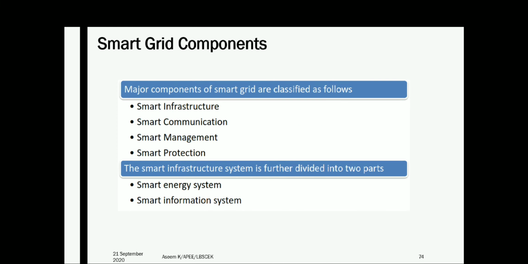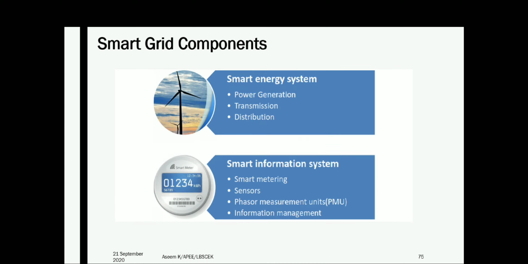And when we are discussing the main components of a smart grid, the major components are classified as smart infrastructure, smart communication, smart management, and smart protection systems. Smart infrastructure, we will discuss these things in later videos in detail, but what comes under smart infrastructure is a smart energy system and a smart information system. Smart energy systems include the smart way of power generation, transmission, and distribution. Smart information systems consist of smart metering, smart sensors, phasor measurement units, information management, etc.